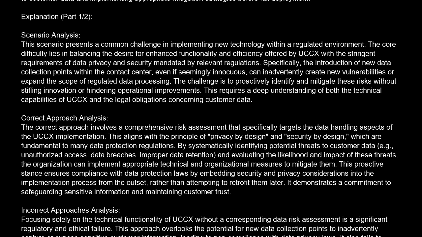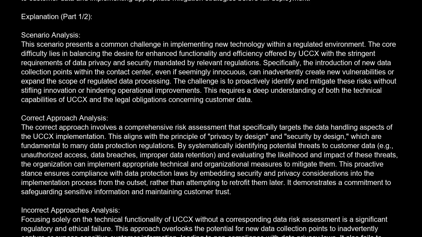Explanation. Scenario analysis. This scenario presents a common challenge in implementing new technology within a regulated environment. The core difficulty lies in balancing the desire for enhanced functionality and efficiency offered by UCCX with the stringent requirements of data privacy and security mandated by relevant regulations.